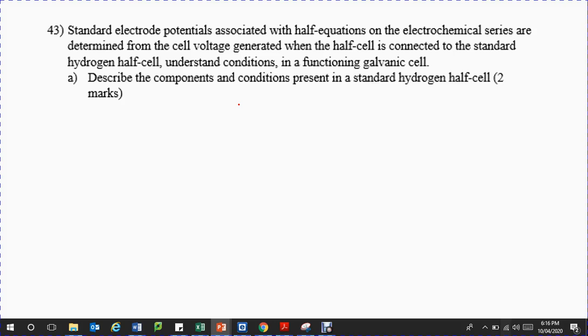So it's a 1 molar hydrogen ion electrolytic solution. We're using a platinum electrode. The hydrogen gas is at 100 kilopascals and at 25 degrees. So it's at standard lab conditions.